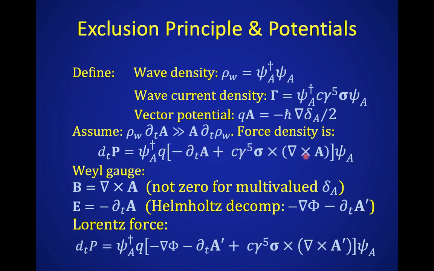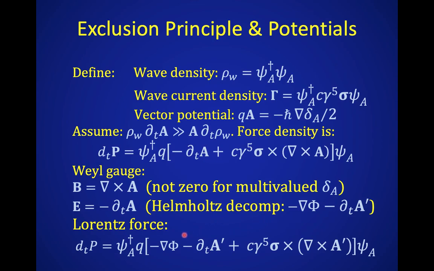Okay, the curl of a gradient can be non-zero in this case because phase shifts are multi-valued functions. So this is an example of what's called the Weyl gauge or the temporal gauge. If we define the magnetic field as the curl of the vector potential, and the electric field as the negative time derivative, we can actually decompose that using Helmholtz decomposition into a gradient and a term which is a curl of something else, call it A prime.